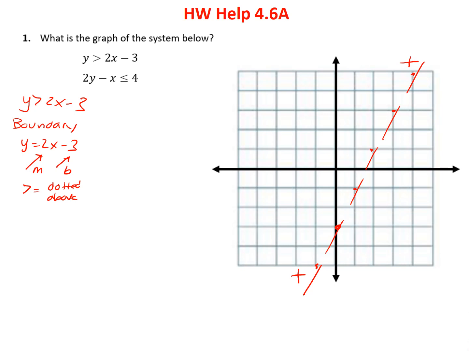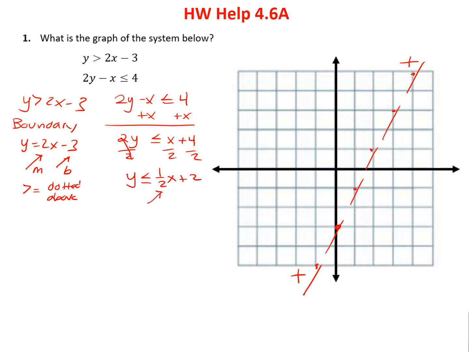So now the next equation is 2y minus x is less than or equal to 4. Now notice it's not in the form that we like to graph it, the slope-intercept form. So let's get into that. We'll add x to both sides, and we get 2y is less than or equal to x plus 4, and then we're going to divide by 2 to undo that. Now notice we're dividing by a positive number, so our sign doesn't change. So we end up with y is less than or equal to 1/2 x plus 2.